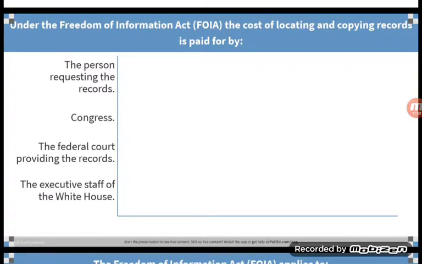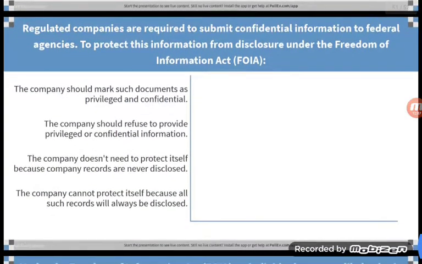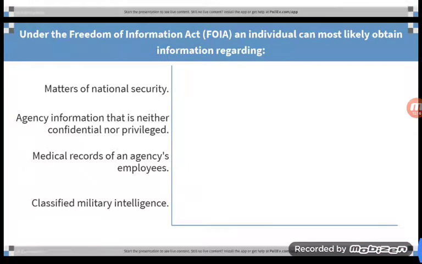Under the Freedom of Information Act, the cost of locating and copying records is paid for by the person requesting the records. The Freedom of Information Act applies to federal administrative agencies only. Regulated companies are required to submit confidential information to federal agencies to protect this information from disclosure under the Freedom of Information Act. Yeah, think about that one.